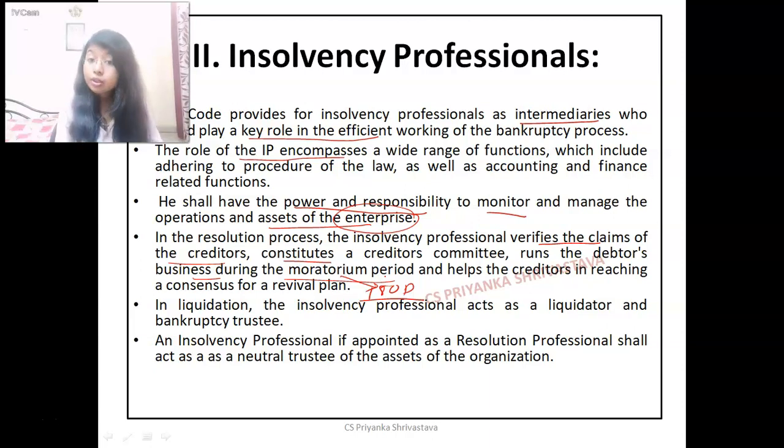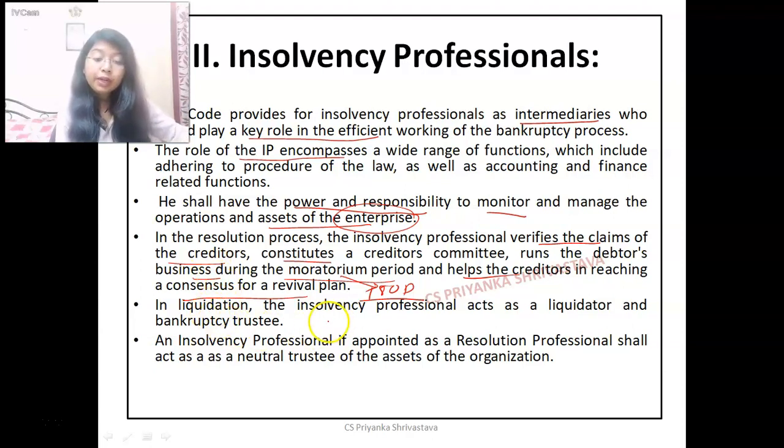Then he will constitute a creditor committee on the basis of the claims, and will run the business of the debtor, that is the insolvent person, during this moratorium period, and will help the creditors in reaching a conclusion for a revival plan. Consensus, that is, all the creditors will come to a mutual decision on that particular revival plan. Various plans are formed, and when all the creditors agree on a particular plan, that plan will be executed.